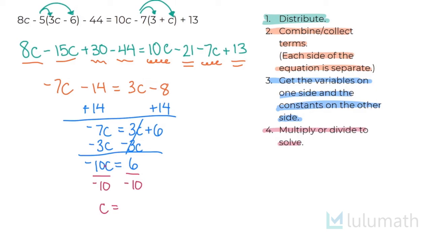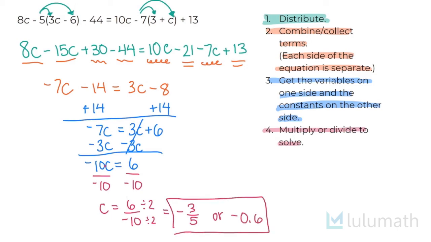And then I get c equals 6 over negative 10. Now I can reduce it, and they're both divisible by 2. So my answer here would be negative 3/5, or I could just leave it as negative 6/10, or as a decimal. And this is my final answer.